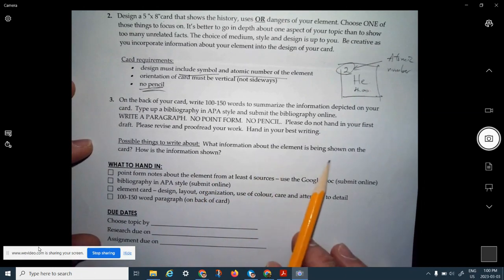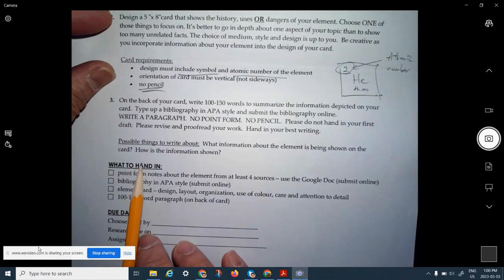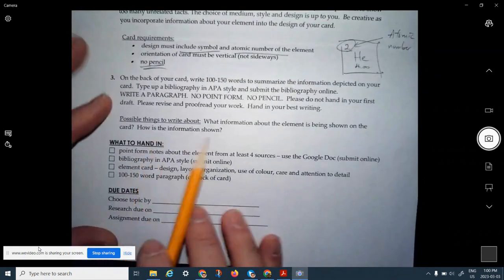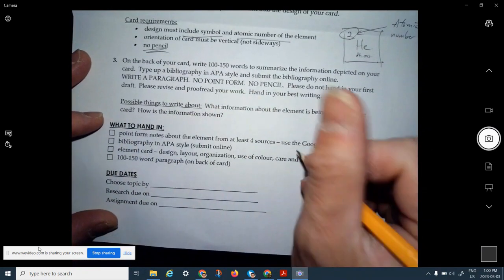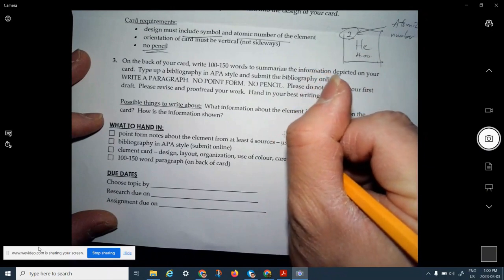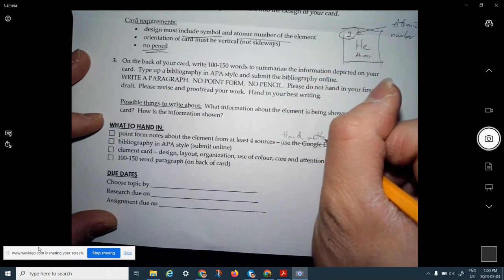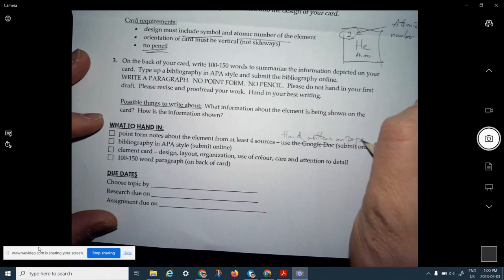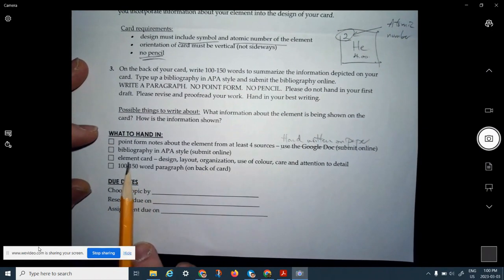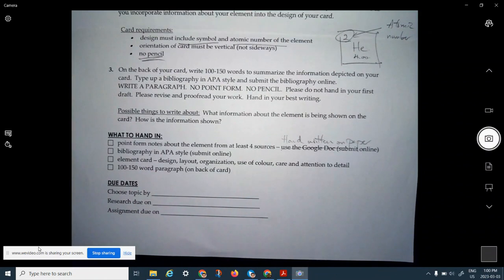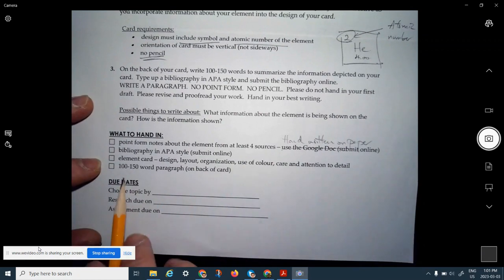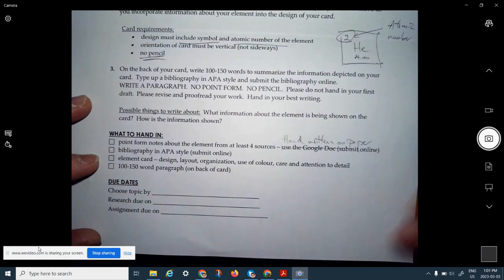So what to write about: what information about the element is shown, and how is the information shown. You also hand in point form notes, handwritten on paper. The bibliography will be submitted online. The element card is assessed on design, layout, organization, use of color, and attention to detail. And the paragraph should be 100 to 150 words.